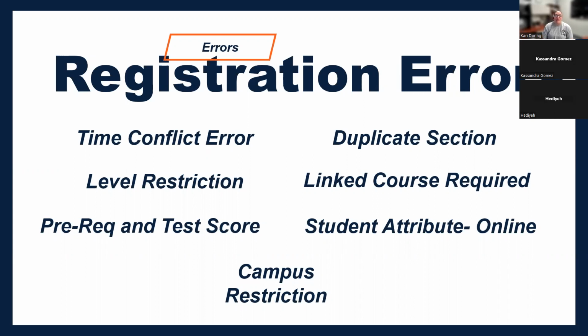The first one is the time conflict error. This is an error when 2 or more of your classes are at the exact same time. If this is happening, you have one of 2 options. You can either select another class that isn't within that time frame, or you can complete the time conflict error form.